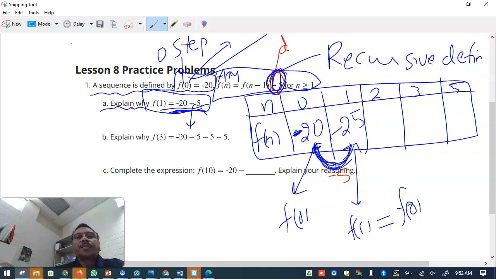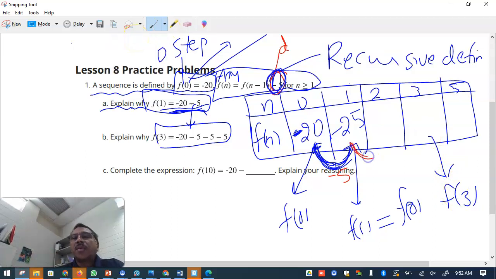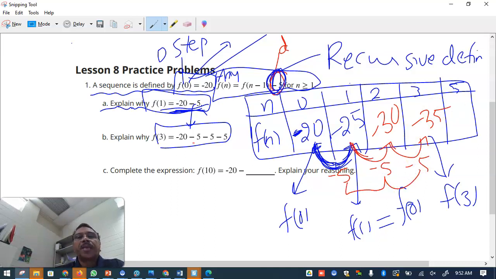Then the next one, what is f of 3? F of 3 is, there's a 3 times minus 5. Why? Because if I go from here one more time, you go down by 5 and that becomes -30. You go one more 5, and that becomes -35. That means you do it 3 times, 1, 2, and 3. So that's how you get it.